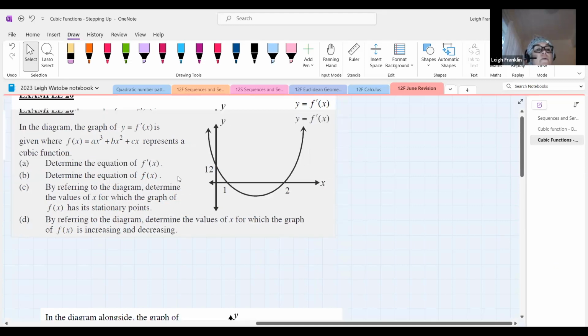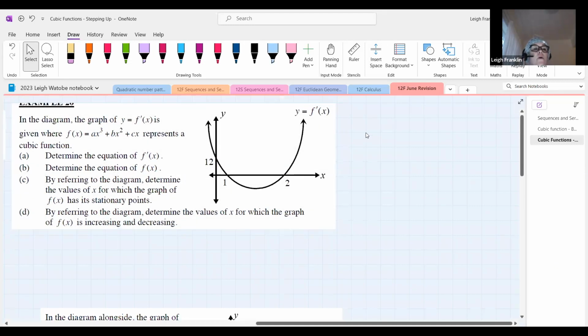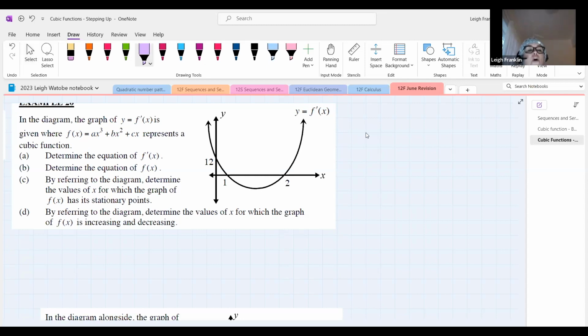So this particular graph over here, we are told that this is the graph of y equals f prime x. So it is a graph of a derivative, and it is given where f of x equals ax cubed plus bx squared plus cx, which represents a cubic function. The first thing that they want us to do is determine the equation of f prime x. So they want us to determine the equation of the parabola.